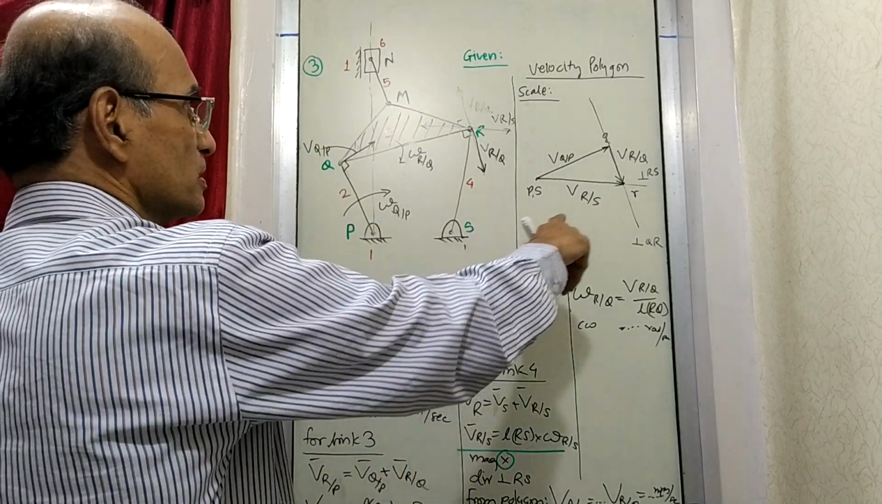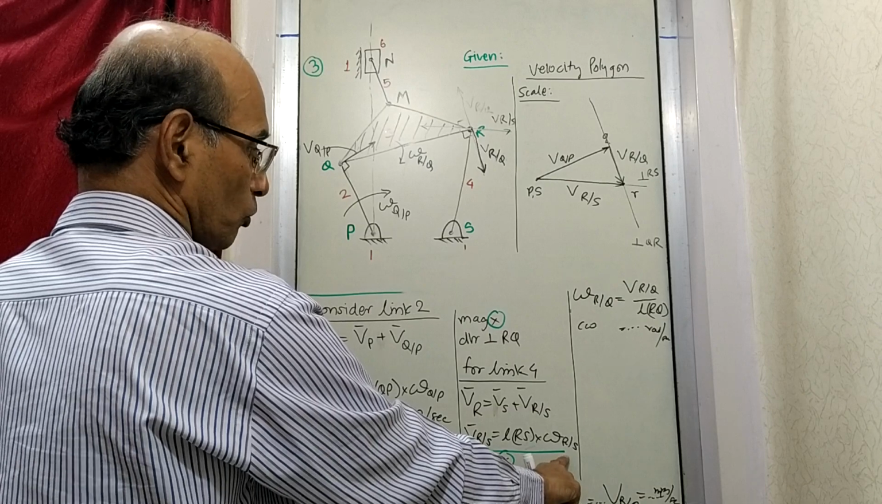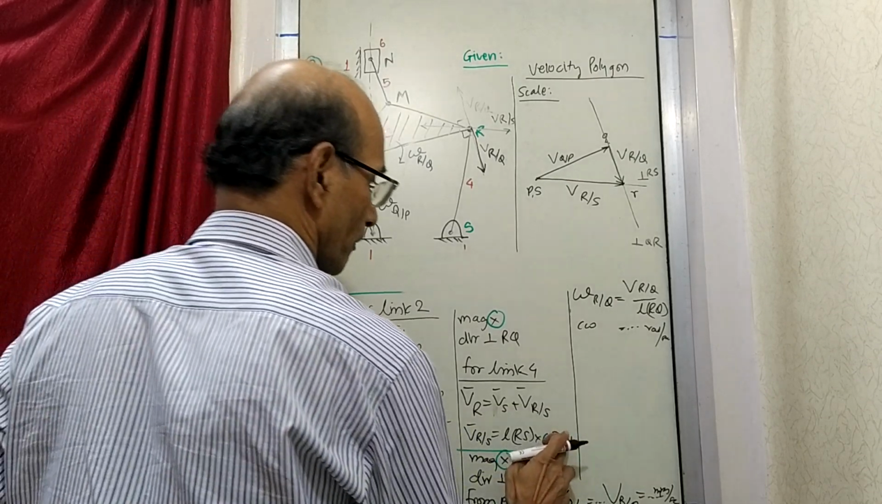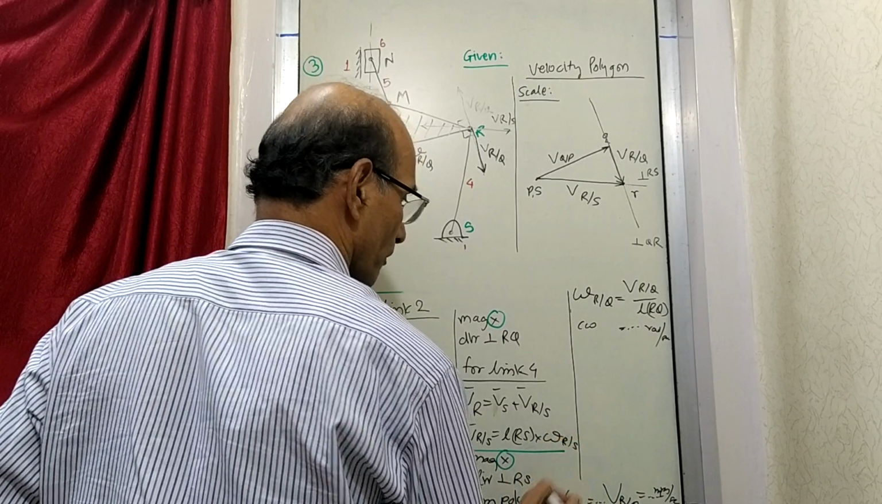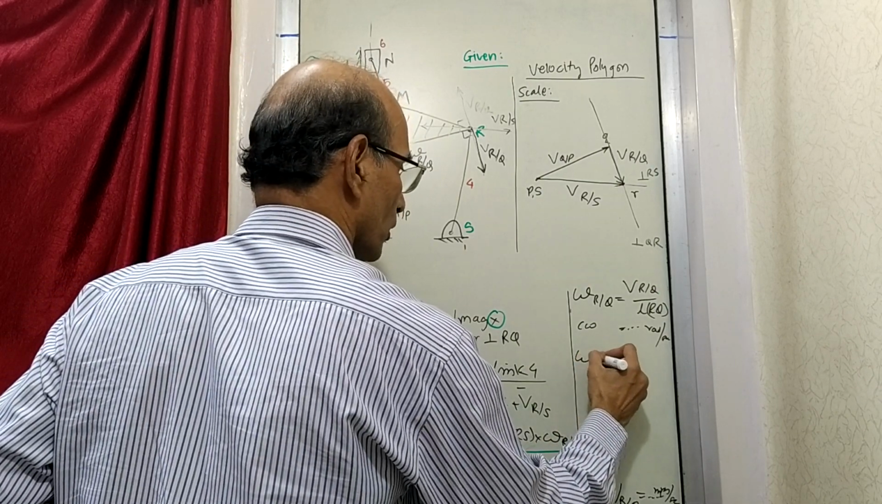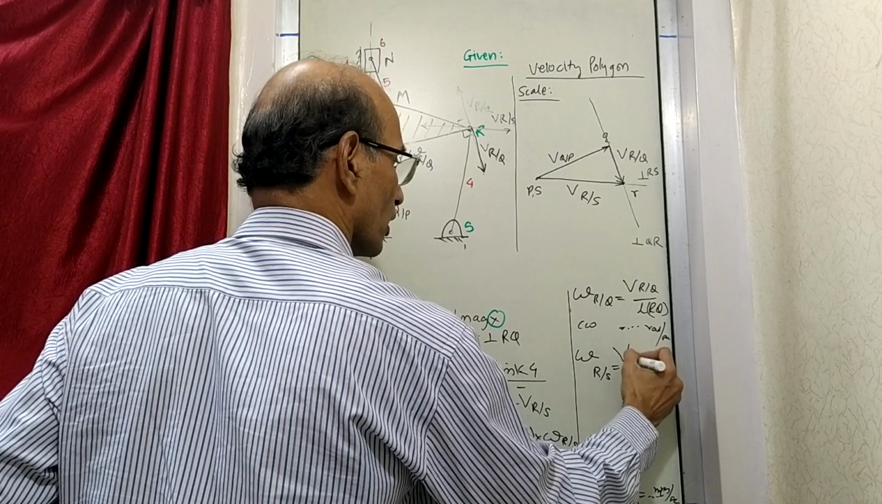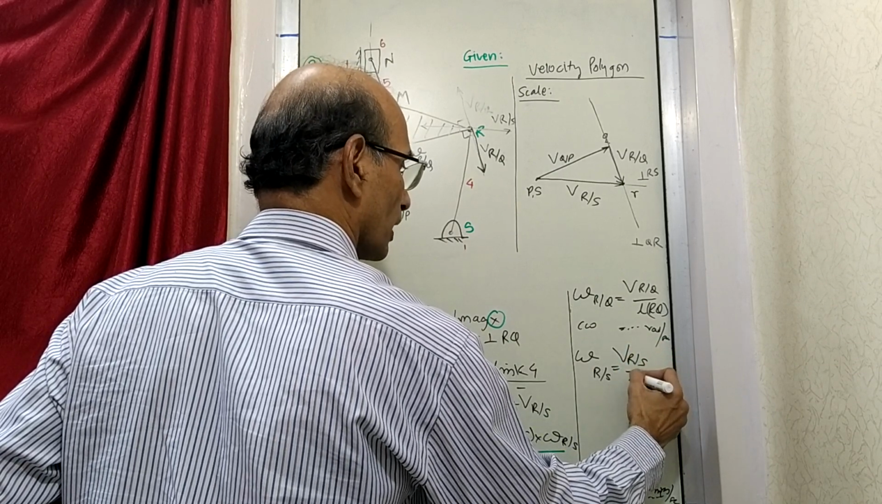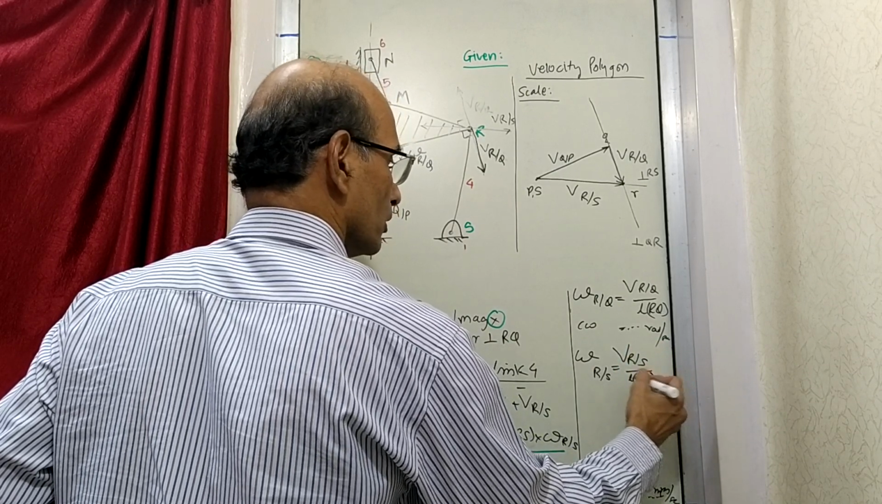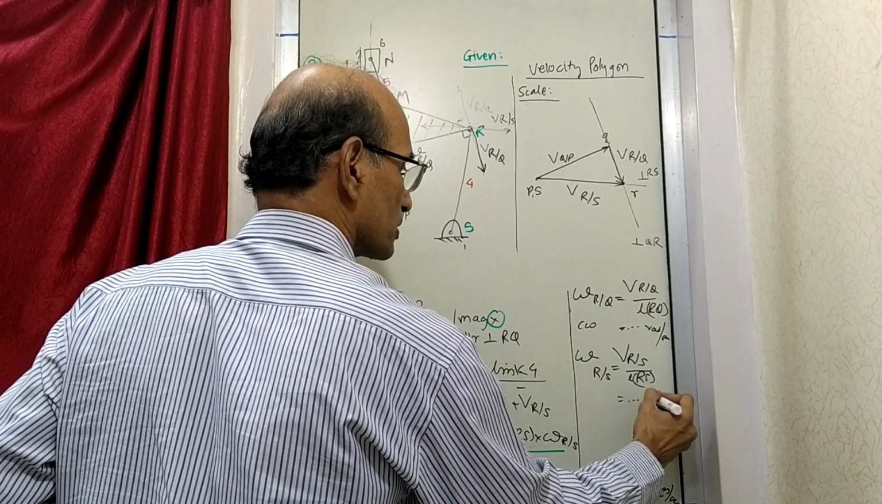Okay, now the next is this angular velocity, which we were not knowing. Now we can show what it is. So we say that angular velocity of r with respect to s is linear velocity upon length rs. Now everything is known, so that you can find out the answer in radians per second.